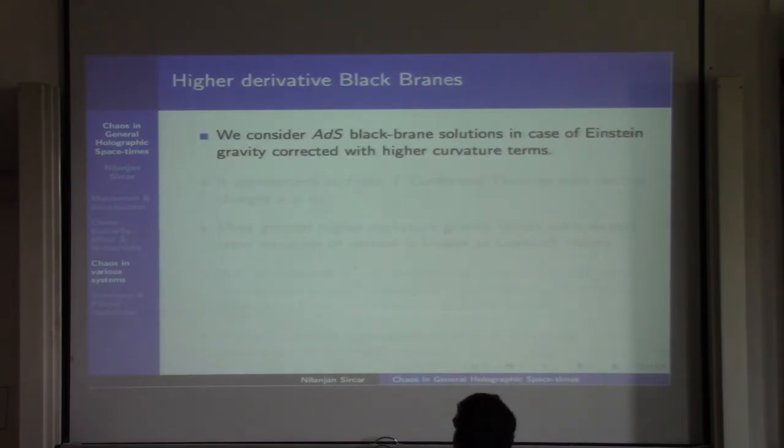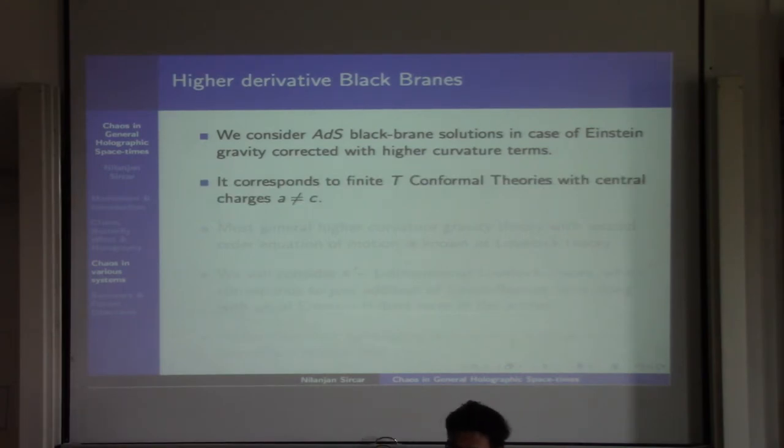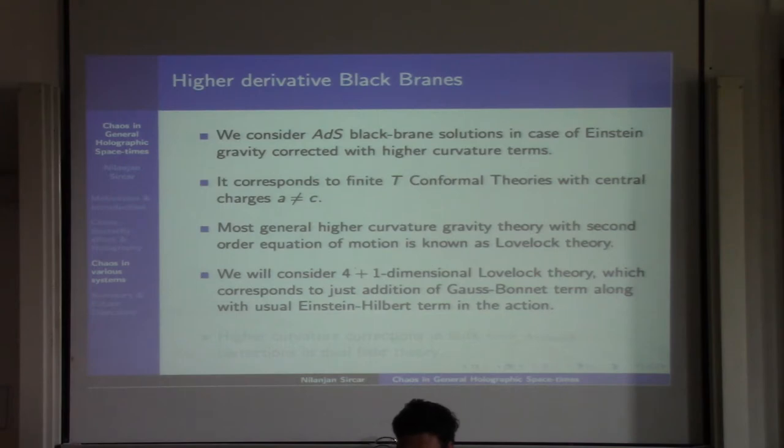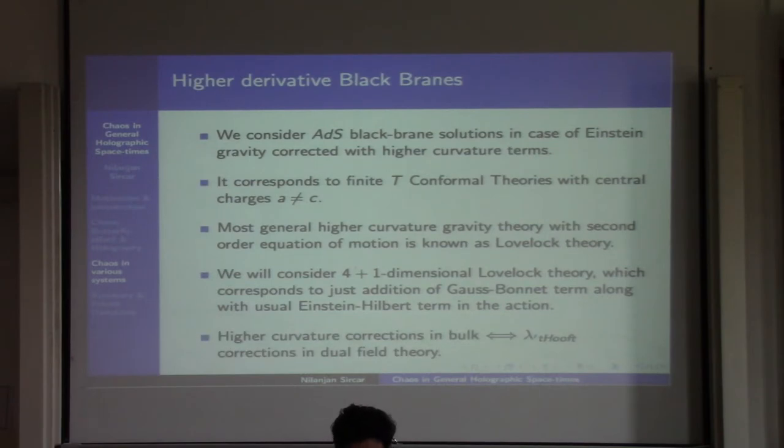So now we also consider these higher derivative black holes. So we consider AdS black hole solutions: Einstein gravity corrected with higher curvature terms. It corresponds to conformal theories at finite T, with non-equal central charges, a and c being different. The most general higher curvature theory with second order equations of motion is known as Lovelock theory. And we are considering 4 plus 1 dimensional Lovelock theory, which just corresponds to the addition of the Gauss-Bonnet term in the Einstein-Hilbert action. And also the higher derivative corrections in the bulk correspond to 1/N corrections in the dual field theory.